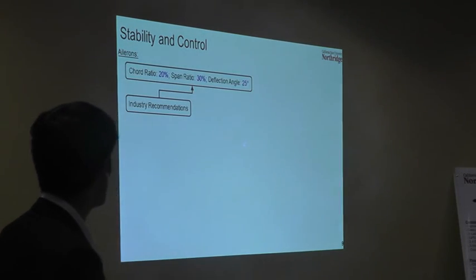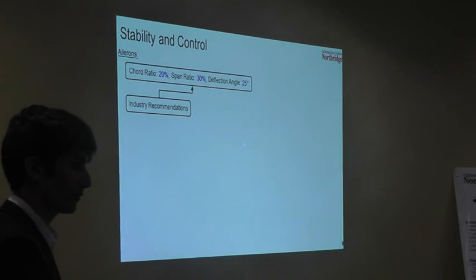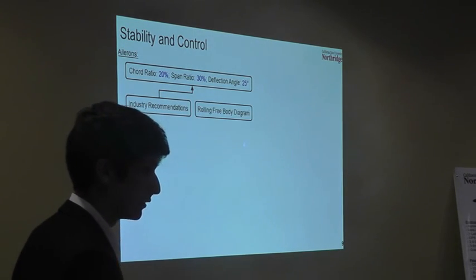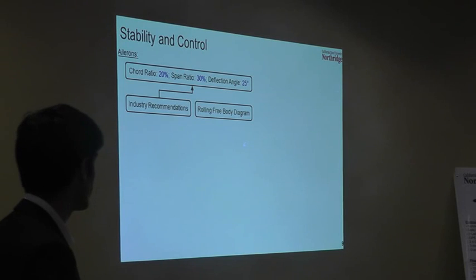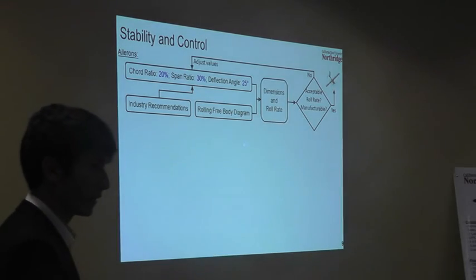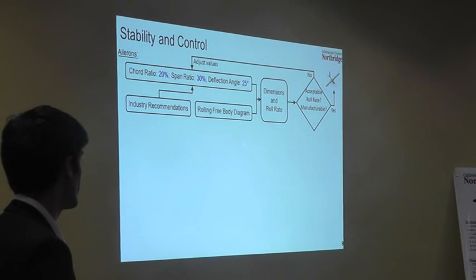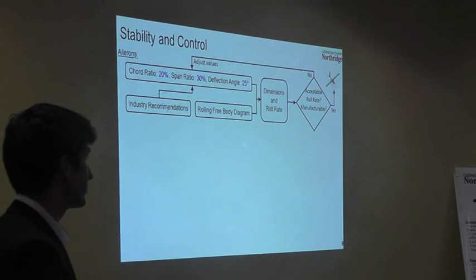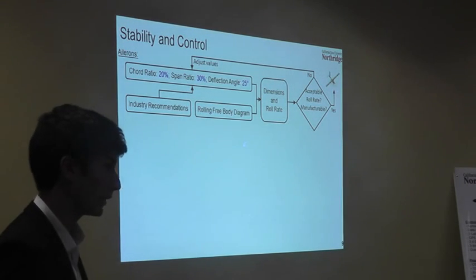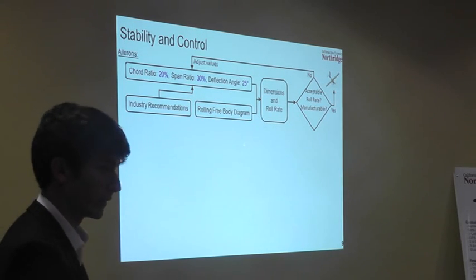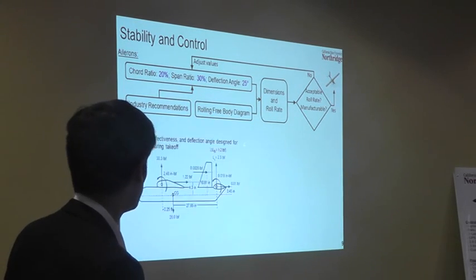And to control the roll, we sized the ailerons initially based off of industry recommendations, and then we drew the rolling free body diagram for the aircraft, and we determined the dimensions and the roll rate based on the dynamics of the free body diagram. Once the roll rate was determined, if it was acceptable to a pilot and was manufacturable based on its size, it was incorporated into the design. If not, it would be iterated.